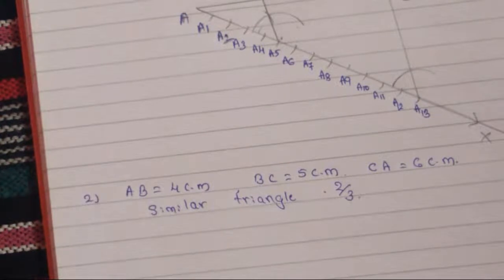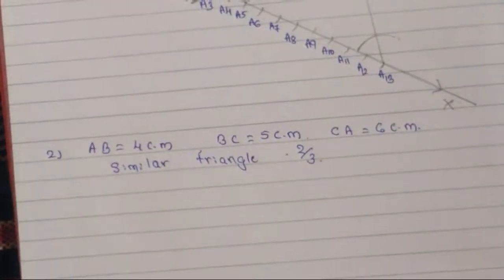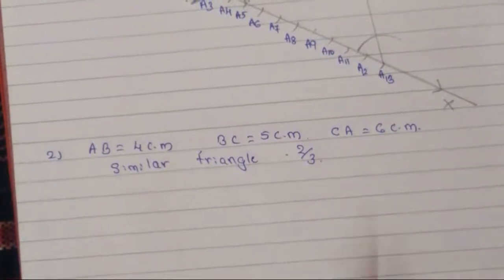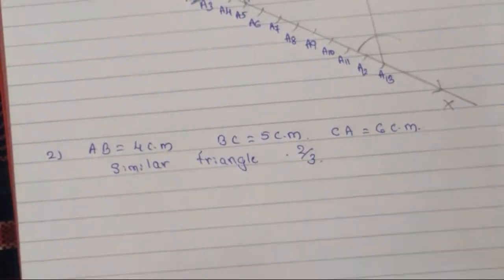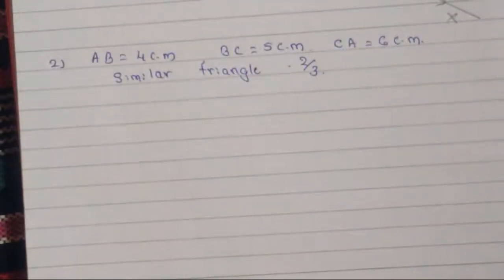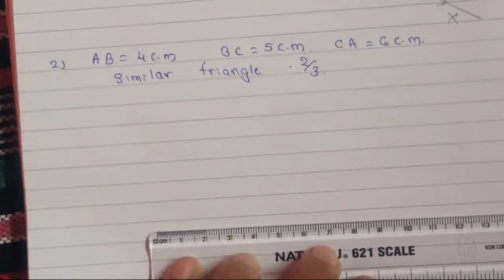If you understood this problem, you can draw any problem. You can draw the similar triangle if any problems are given. For that, first thing we have to see which length is maximum. Here CA is maximum, that is 6 centimeter. So that's why I'll draw a 6 centimeter length here.